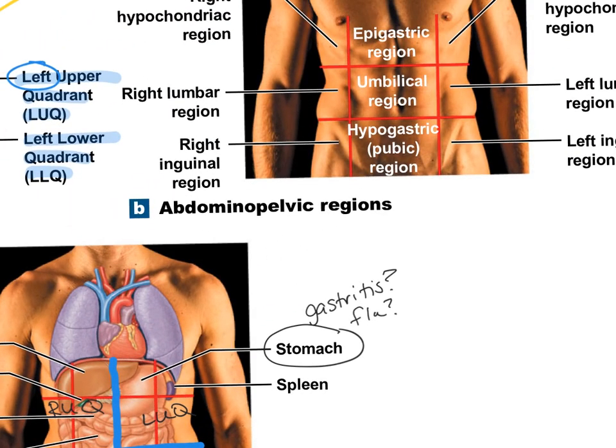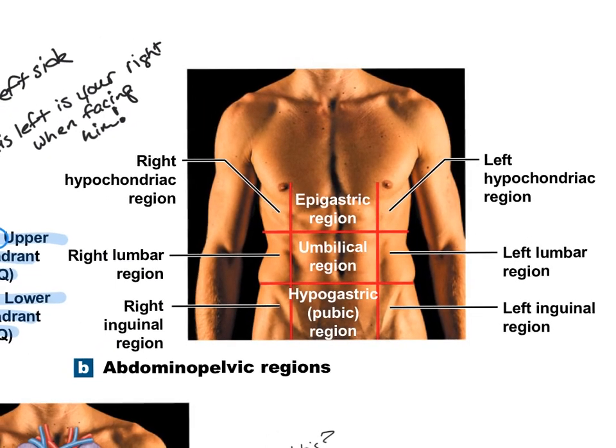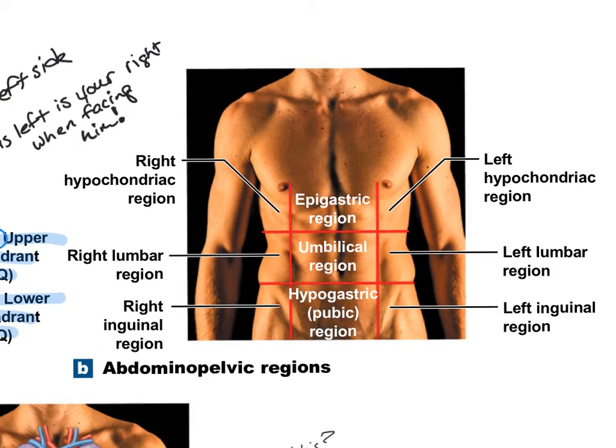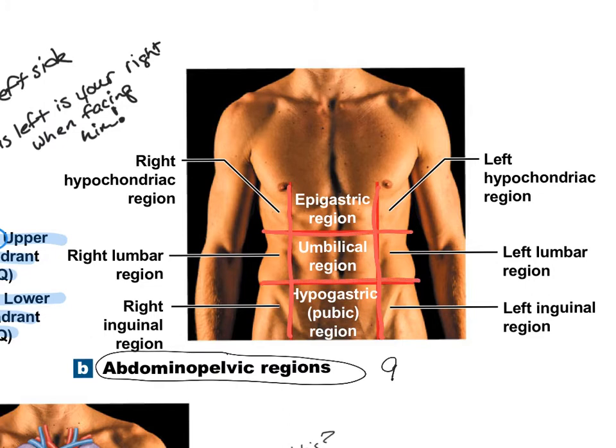Now let's take a look at the abdominal pelvic regions. There are 9 abdominal pelvic regions. These are created by invisible, imaginary lines, where there are 2 vertical and 2 horizontal imaginary lines, and it divides the abdominal pelvic area up into 9 regions. Then we name these 9 regions.